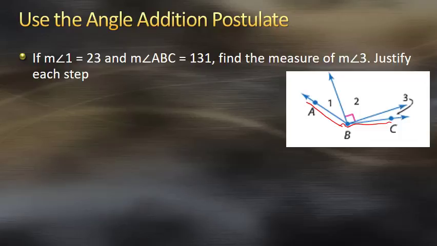All right. We have here before us the measure of angle 1 is equal to 23 degrees, and the measure of angle ABC is equal to 131. Find the measure of angle 3 and justify each step.